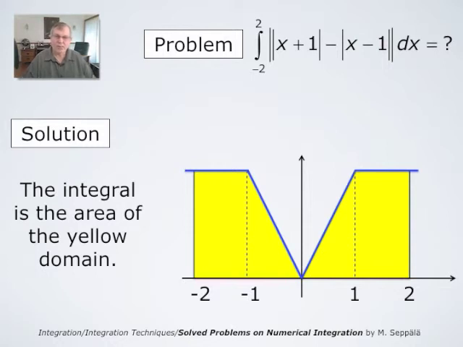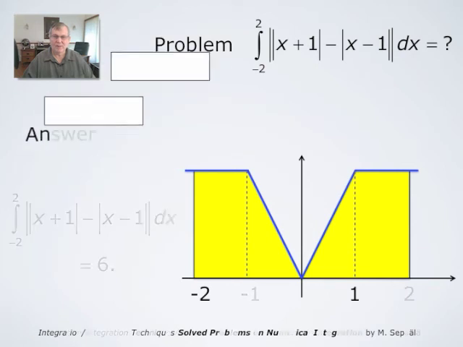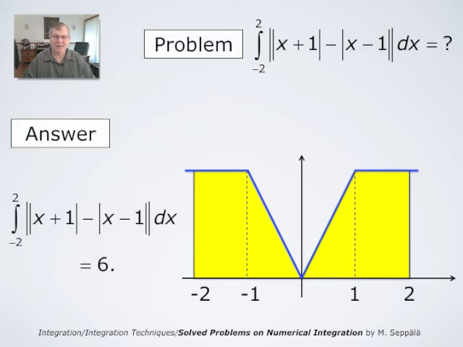This yellow domain splits into various parts. First we have rectangles, then we have triangles. The area of these rectangles is 2 in both cases, and the area of the triangles is 1 in both cases. So the area of the yellow domain is 2 plus 1 plus 1 plus 2, which simplifies to 6. So the answer to this problem is that the integral from -2 to 2 of the absolute value of the absolute value of x plus 1 minus the absolute value of x minus 1, dx is simply 6. It is the area of the yellow domain.